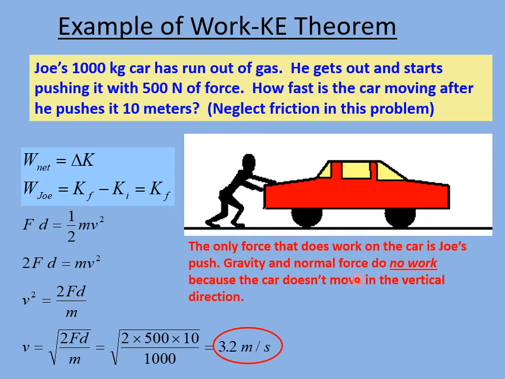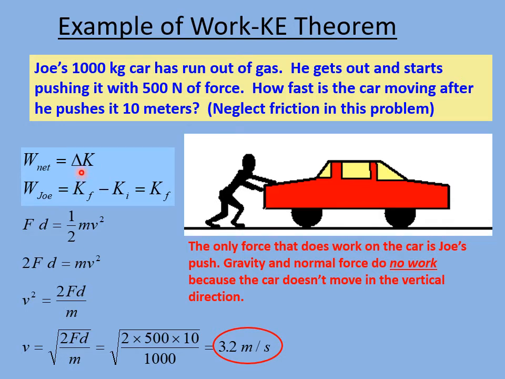Gravity and the normal force do no work because the car doesn't move in the vertical direction. Since this car is just moving horizontally in this problem, the gravitational force down and normal force up do not do any work, so we can just ignore them. All we have to do is include Joe's push. So the work done here, the net work, is just the force of Joe pushing times the distance.